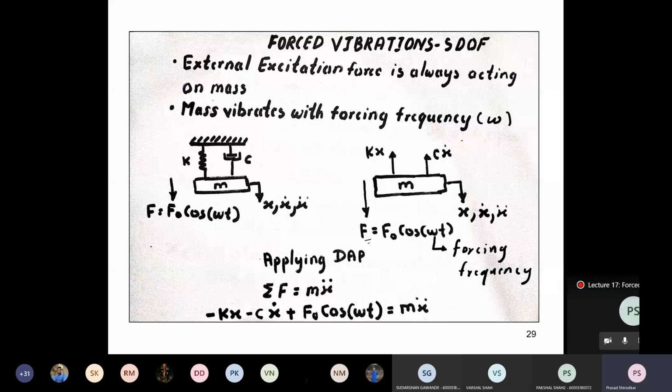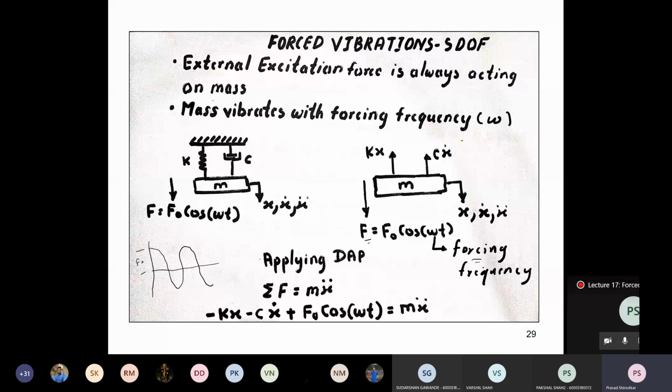So this f0 is something like this. It has an amplitude of f0 and it is a cosine wave. Maximum amplitude is f0, it is a cosine wave, and the frequency is omega.